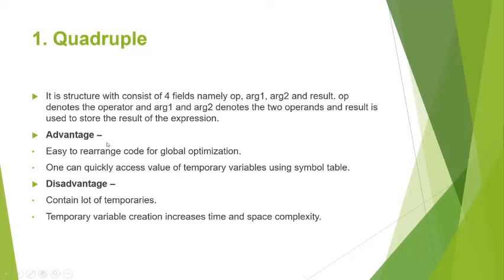The main advantage of this quadruple representation is it is easy to rearrange the code for global optimization, and one can quickly access the values of the temporary variables. But what is the disadvantage of this method? The disadvantage of this method is it contains a lot of temporary variables, so it takes more space, and it increases the time and space complexity. So this is about the quadruple representation.